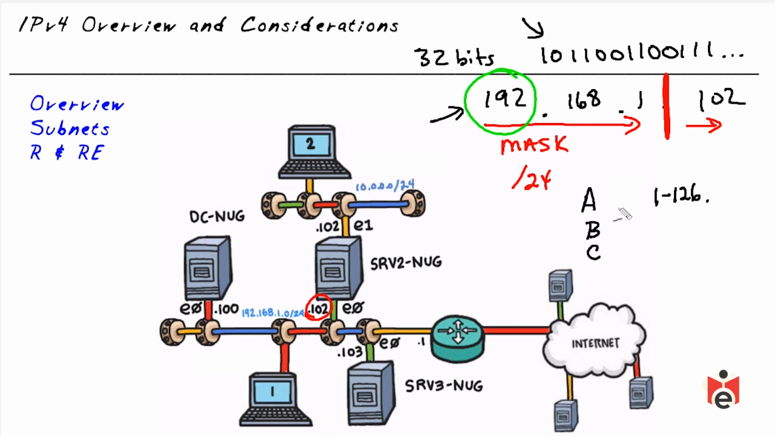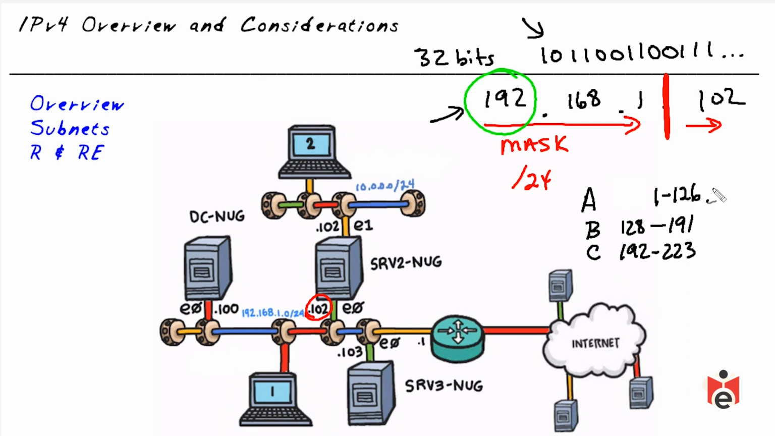For a class B address, it's between 128 and 191. And for a class C, it's 192 through 223. And the question may come up, well, Keith, why do we even care about class A, B, or C? Today, we pretty much don't, because we use whatever masks we need to. However, there are some default masks, and here they are.